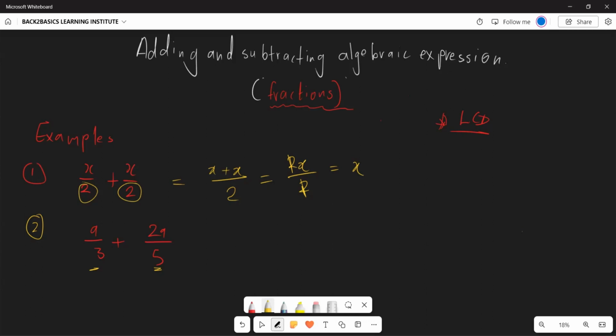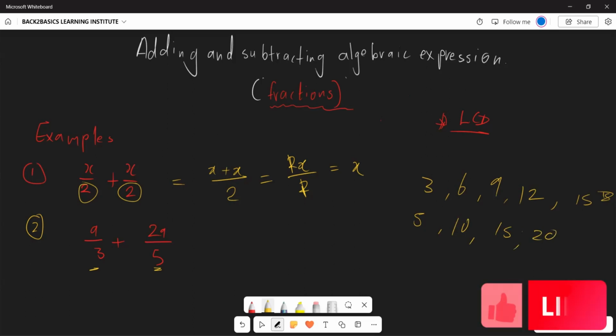How can you look for the LCD? You can check here. What are the multiples of 3? The multiples of 3 are 3, 6, 9, 12, 15, and 18. While the multiples of 5 are 5, 10, 15, and 20 also.